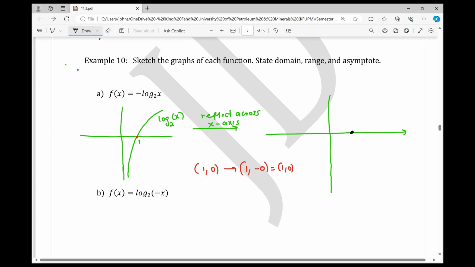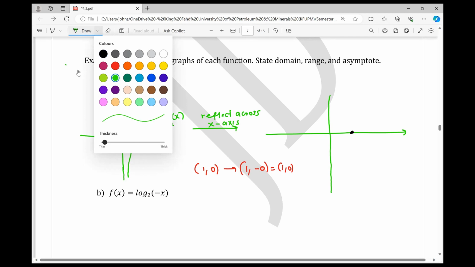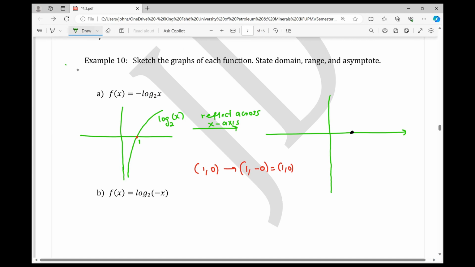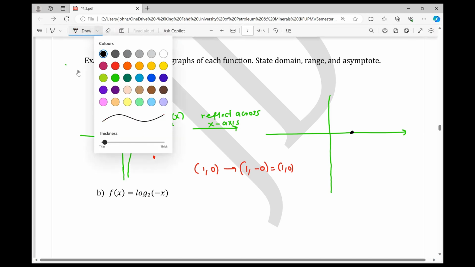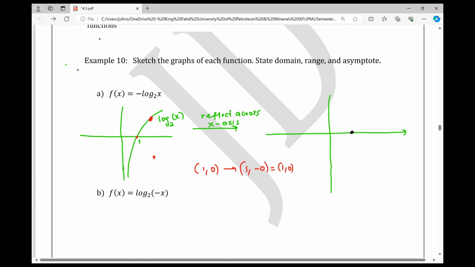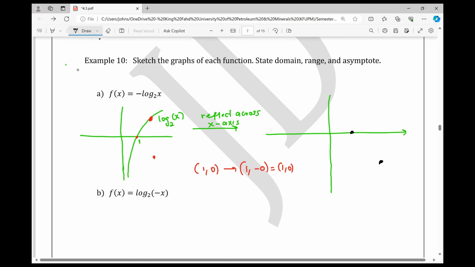So in other words, if you take another point, let's say you take a point here, and you want to reflect it across the x-axis, the x-axis will remain the same. The only thing is that y will become minus y. So this point, which is in the first quadrant, will find itself somewhere here in the fourth quadrant. Okay?